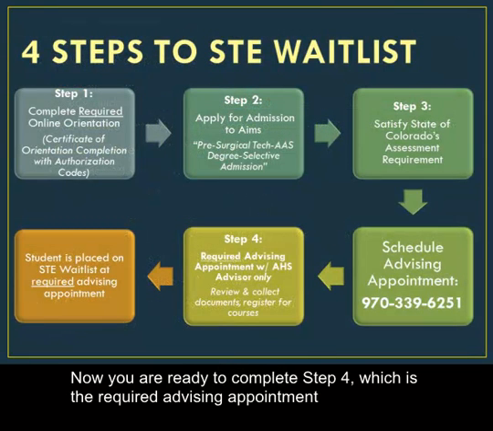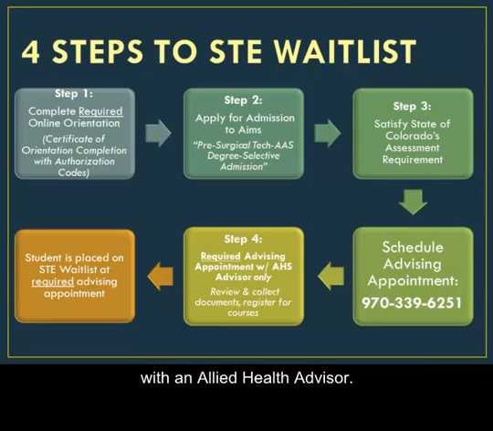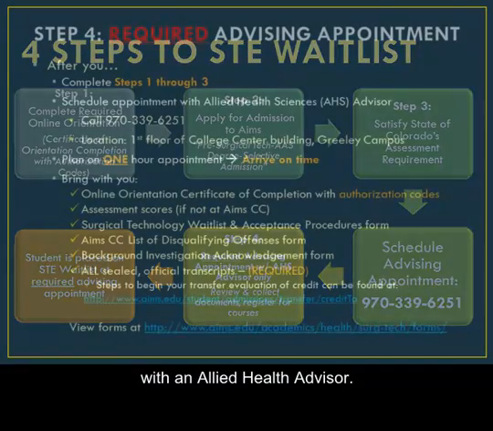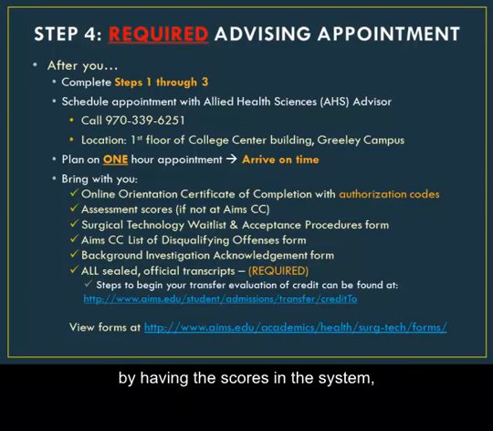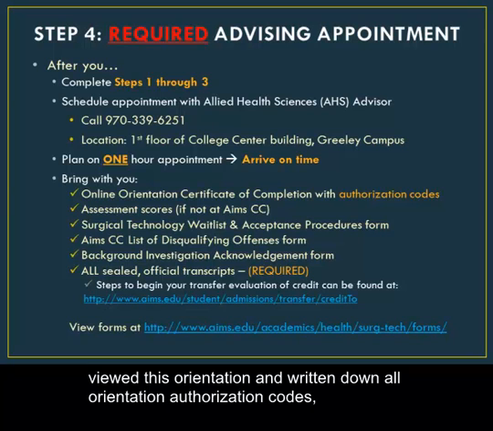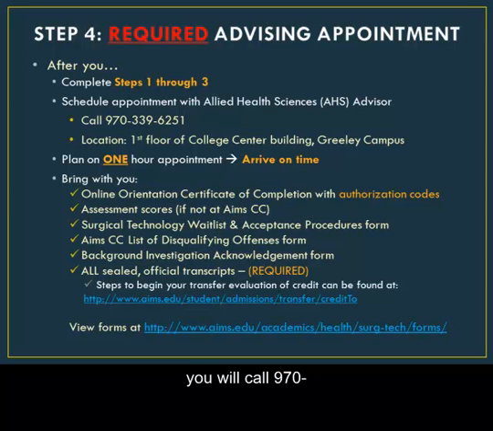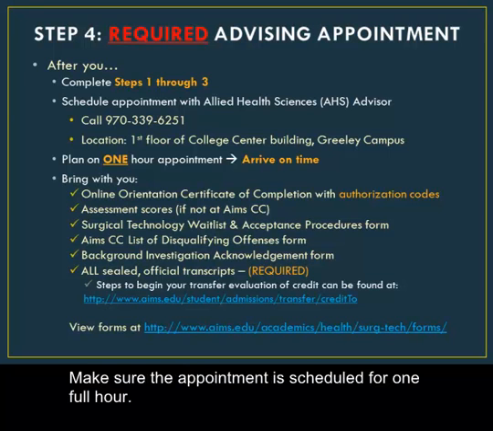Now you are ready to complete Step 4, which is the required advising appointment with an allied health advisor. Once you have applied to AIMS, satisfied the state assessment requirement by having the scores in the system, viewed this orientation, and written down all orientation authorization codes, you will call 970-339-6251 to schedule a 1-hour appointment with an allied health sciences advisor. Make sure the appointment is scheduled for 1 full hour.